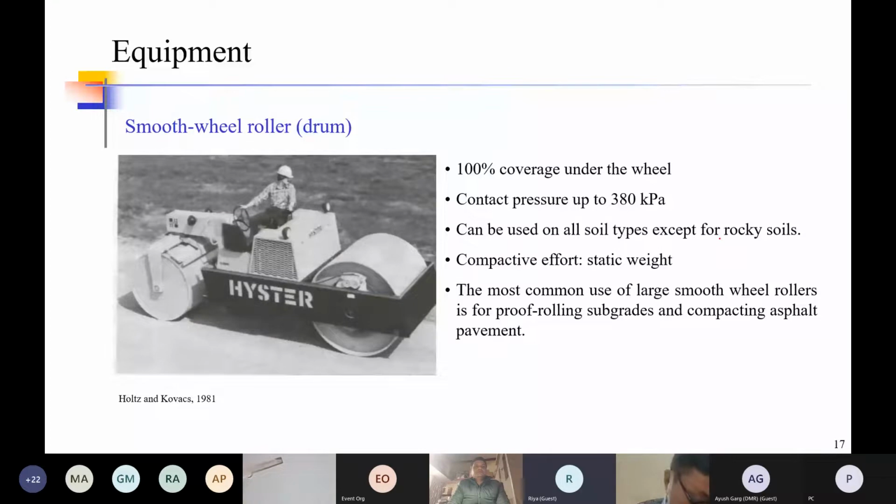So the first kind of compaction equipment that came into the picture was a smooth wheel roller drum. This is still being used, but presently mainly for compacting the asphalt layer, not exactly for soil compaction. They're not very effective. They have 100% coverage area, in the sense of the contact of this roller with the soil, but the contact pressures are not high, they're very low, and that is why its effectiveness is low. Its reach below the bottom of the surface layer is low. And the compactive effort is completely via static weight. There is no vibratory action, no kneading action, simple static weight action, that's all.